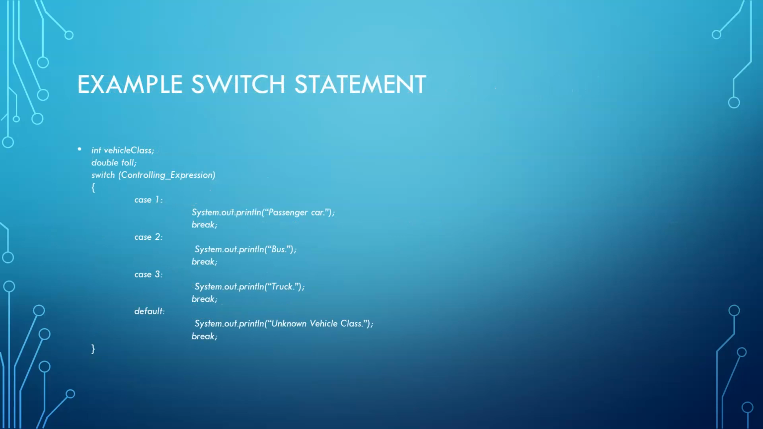So let's take a look at this with some actual code to make that general code a little more clear. Here I have int vehicle class, double toll. My switch has a controlling expression. Whatever that switch would be, it could be, for example, the toll, or if vehicle class is something, we usually put some kind of Boolean in here. But let's just look at this part right here. Case 1, this is a print line, passenger car, break. Case 2, print line bus, break. Case 3, truck, break, unknown vehicle, break, etc. A little bit easier to look at when you have actual code in there.